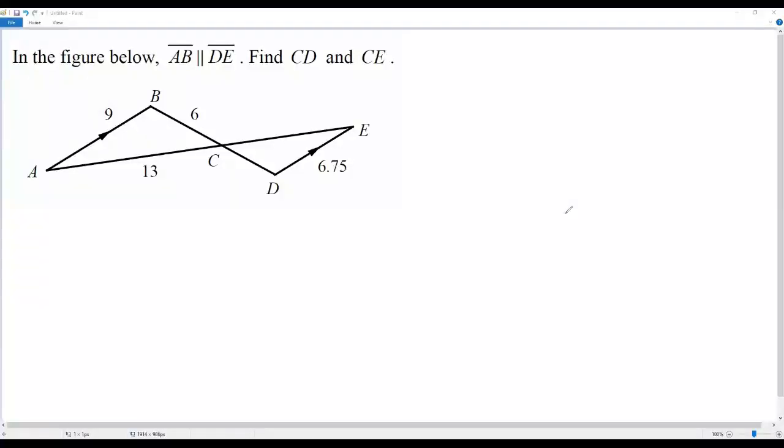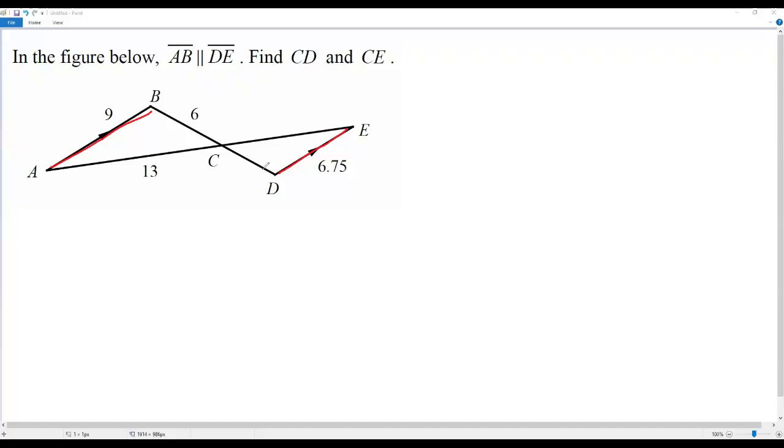Here we have a geometry problem. Okay, let's go to the information. In the figure below, line segment AB and line segment DE are parallel. Find CD and CE.